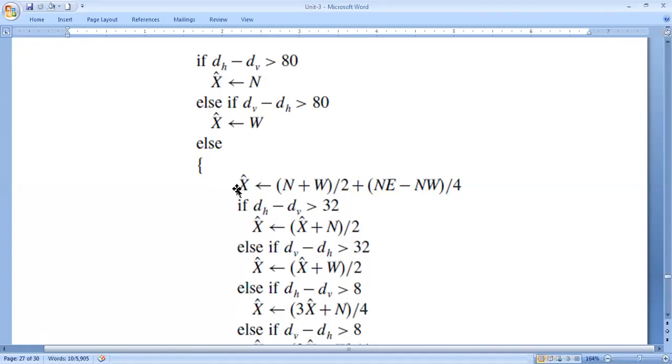And in else, it says that x value is (north plus west) divided by 2 plus (northeast minus northwest) divided by 4. तो अब क्या करेंगे अगर ये कंडीशन नहीं हो रही है कि DH माइनस DV का डिफरेंस ग्रेटर देन 80 नहीं आ रहा है, तो उस केस में हम क्या करेंगे, we calculate the x value or we encode the x value with the help of this formula. Means encoded value of x will be (north plus west) by 2 plus (northeast minus northwest) divided by 4.